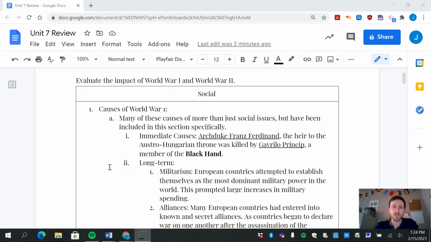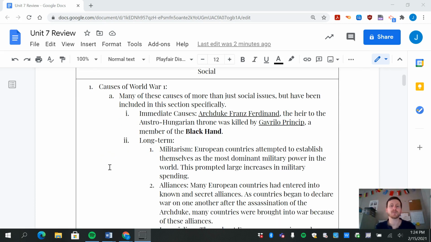So when we talk about social, let's first start off by looking at some of the social causes of World War I. For starters, these aspects can really be looked at not only from a social aspect, but a political one, economic, cultural. So it's not like these are just one size fits all, like it must go into social, but I felt like this was one of the better categories to place it in. So when we look at social causes of World War I, we have to look at both the immediate and then the long-term causes of the war.